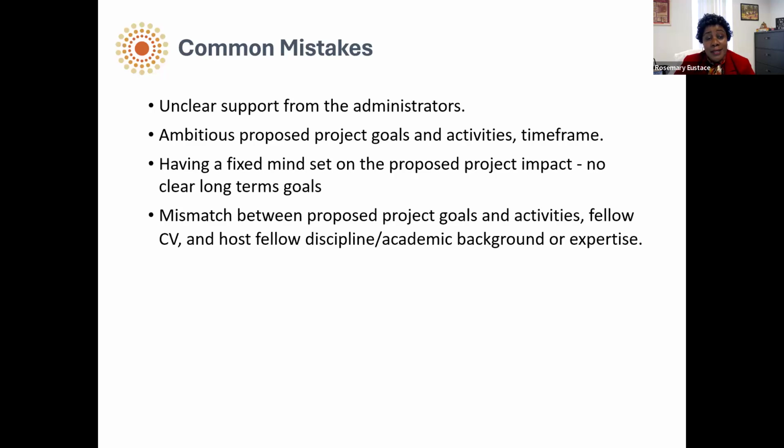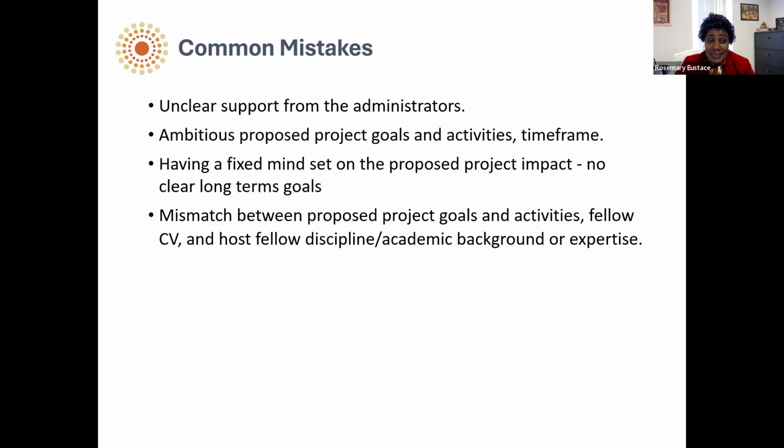Weak letters of support can indicate minimum support and commitment. So we pay attention to that. Don't put ambitious proposed project goals and activities because sometimes they can't fit into the time frame. So be very specific and very succinct.